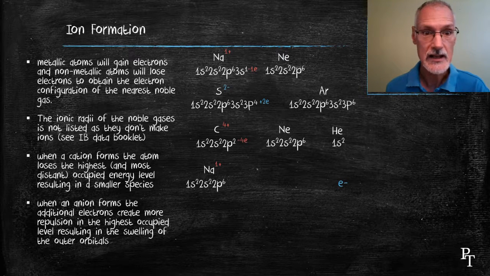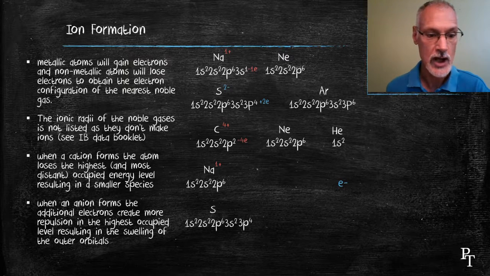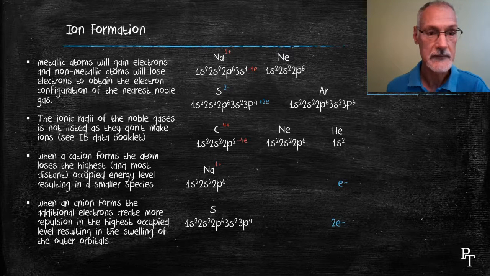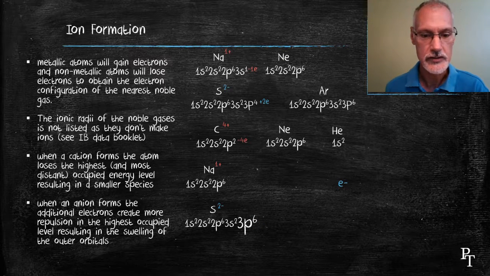In the formation of an anion, which typically happens with nonmetals, our nonmetal is going to want to gain electrons. So in this case, sulfur tends to gain 2 electrons. That fills the 3p orbital, now resembling argon. The addition of those electrons causes greater repulsion, and that outer energy level swells in size. So our anions tend to become larger.